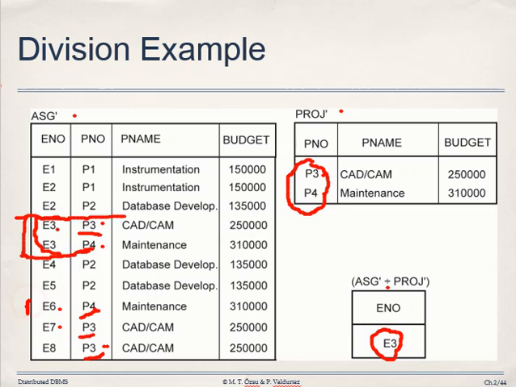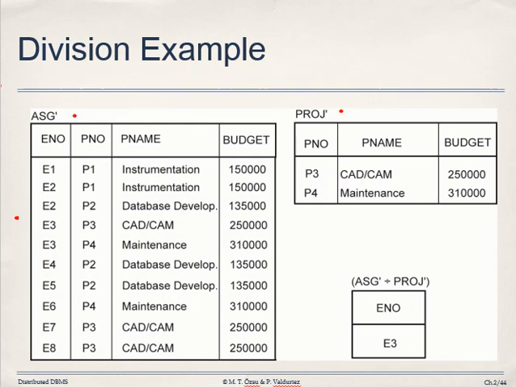Now check out E6. E6 is working with only P4. E7 is working on P3. E8 only P3. But both projects P3 and P4 simultaneously are worked on only by E3. So we will get in the result only E3. So this is the result of our quotient, or division operation.